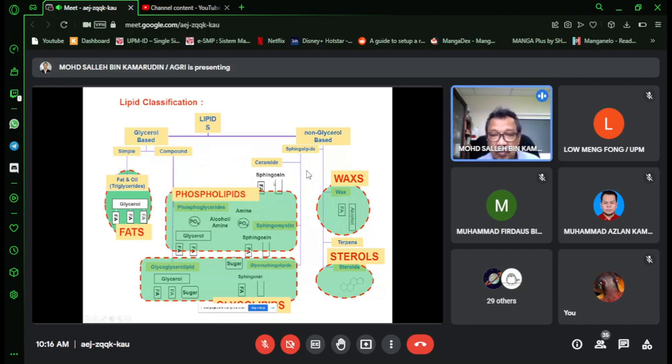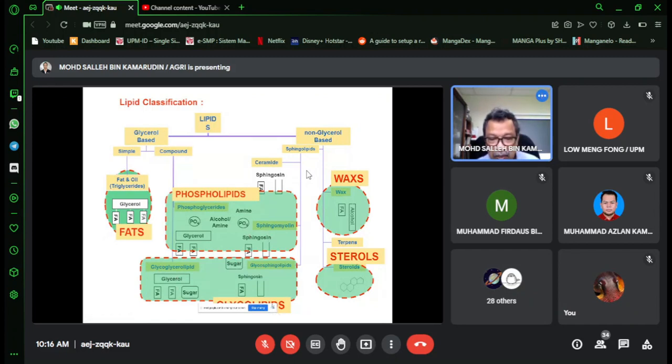Phospholipid can be this sphingomyelin, and the one above is ceramide. Ceramide does not count. This one becomes phospholipid and also phosphoglycerides. The ones that have phosphate become phospholipid. So phospholipid can be based on glycerol or based on sphingomyelin.